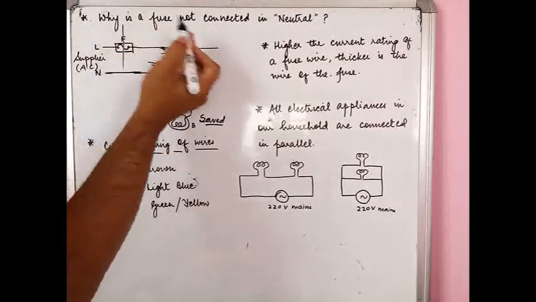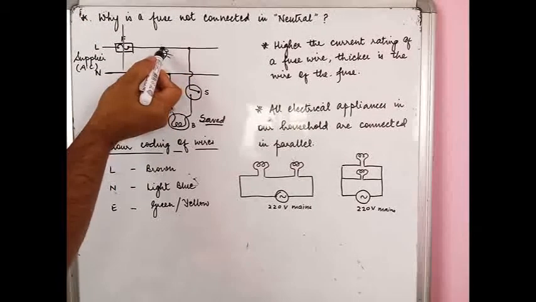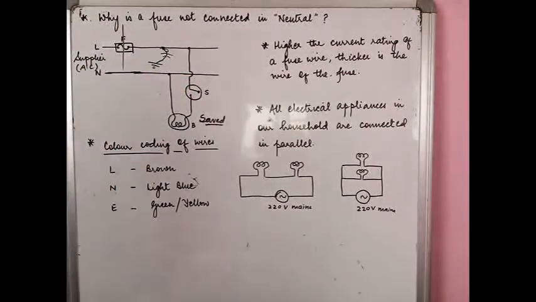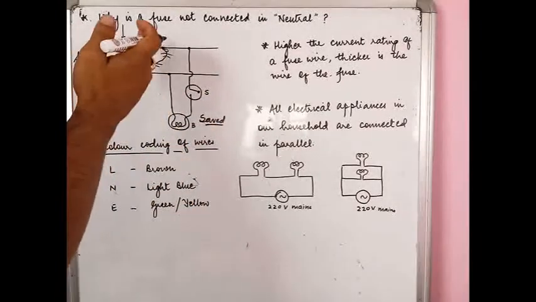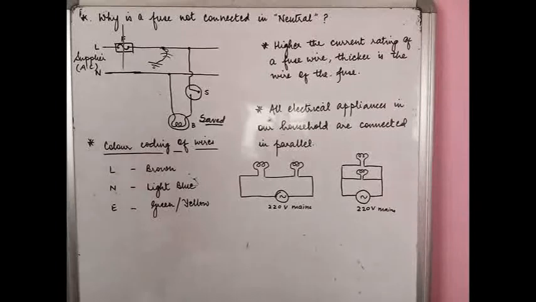Now on the right hand side of it, there is no supply of current. So even if the child or a man touches it, there is going to be no current in this area. Therefore, he is not going to get any shock. So please remember, a fuse is always connected in the live wire, not in the neutral. Similarly, the switch is also connected in the live wire.